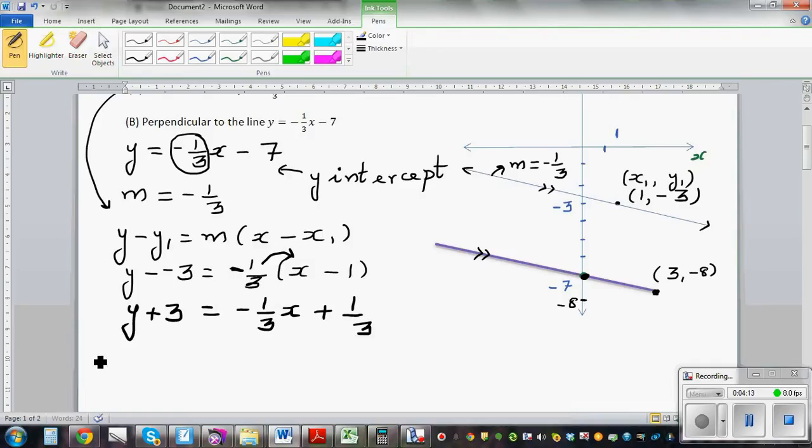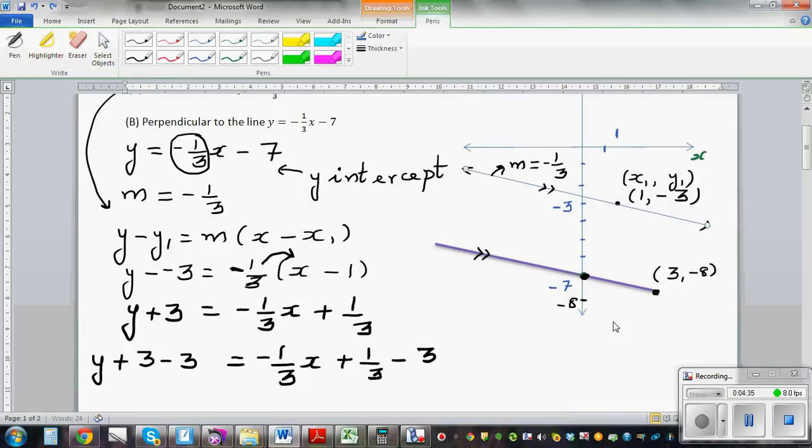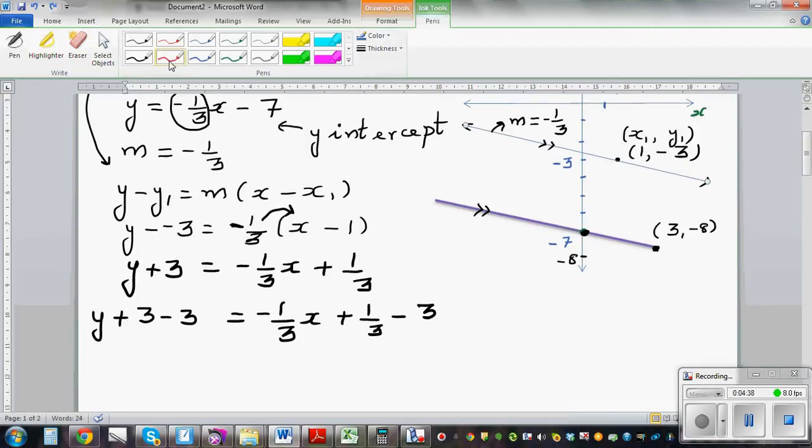So now I'm going to take away 3 from both sides. So y plus 3 take away 3 is equal to minus 1 over 3x plus 1 over 3 take away 3 over 1. Oh, let me write 3. Okay, so to write the exact answer, this and this get cancelled. So the almost final answer is minus 1 over 3x plus 1 over 3.